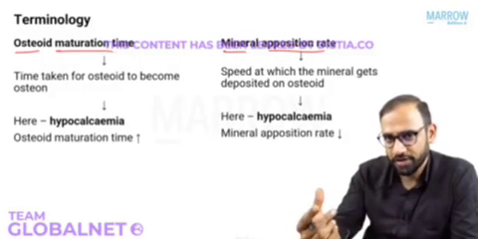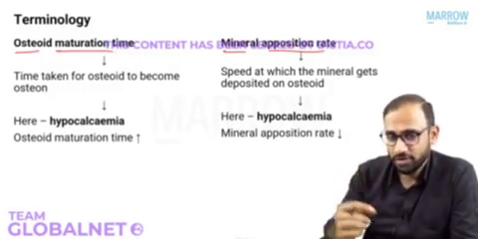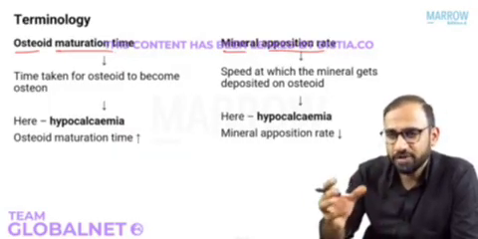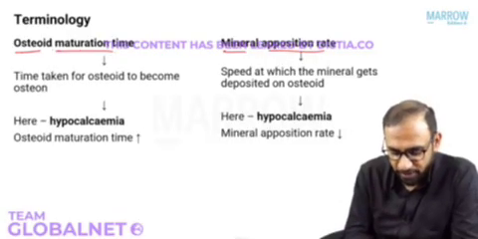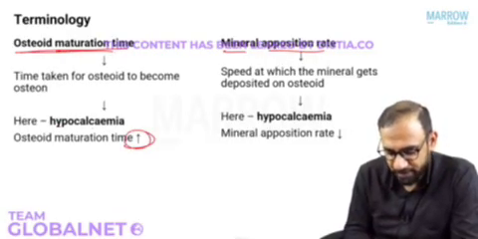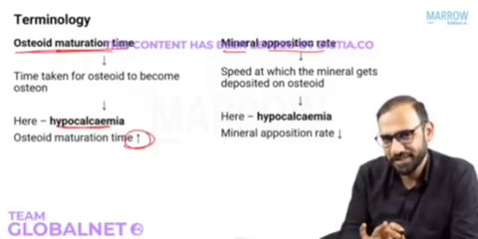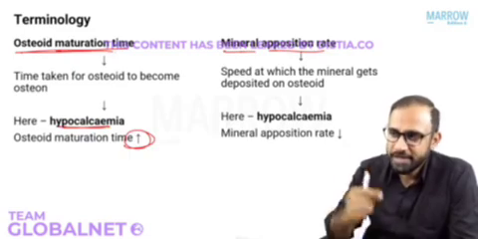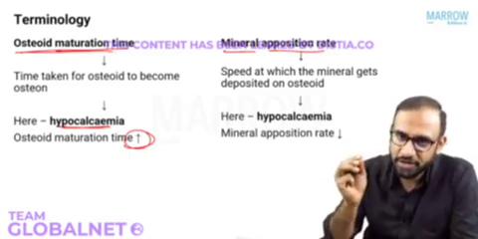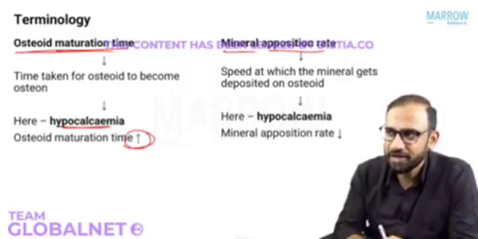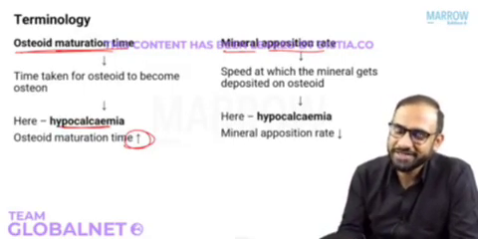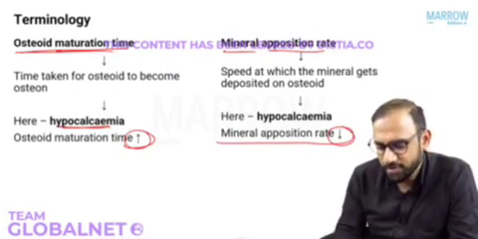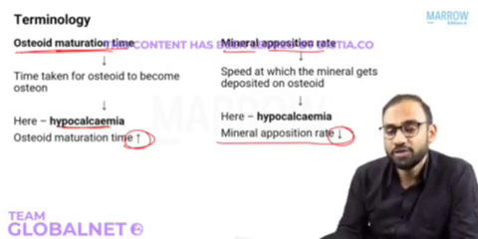It will not mature. So in patients with rickets or osteomalacia, this osteoid will take a lot of time to mature because of the deficiency in mineral. So osteoid maturation time will increase. Why? Because of hypocalcemia. Okay, समझ आया? Right. So the second term is mineral apposition rate. What is mineral apposition rate? It means speed. The speed at which the mineral gets deposited on the bone. If the patient has less mineral, what will be the speed of deposition? Less. So mineral apposition rate will decrease in patients with rickets and osteomalacia. Just familiarize yourself with these two terms. Okay, sometimes they can throw this in MCQs.